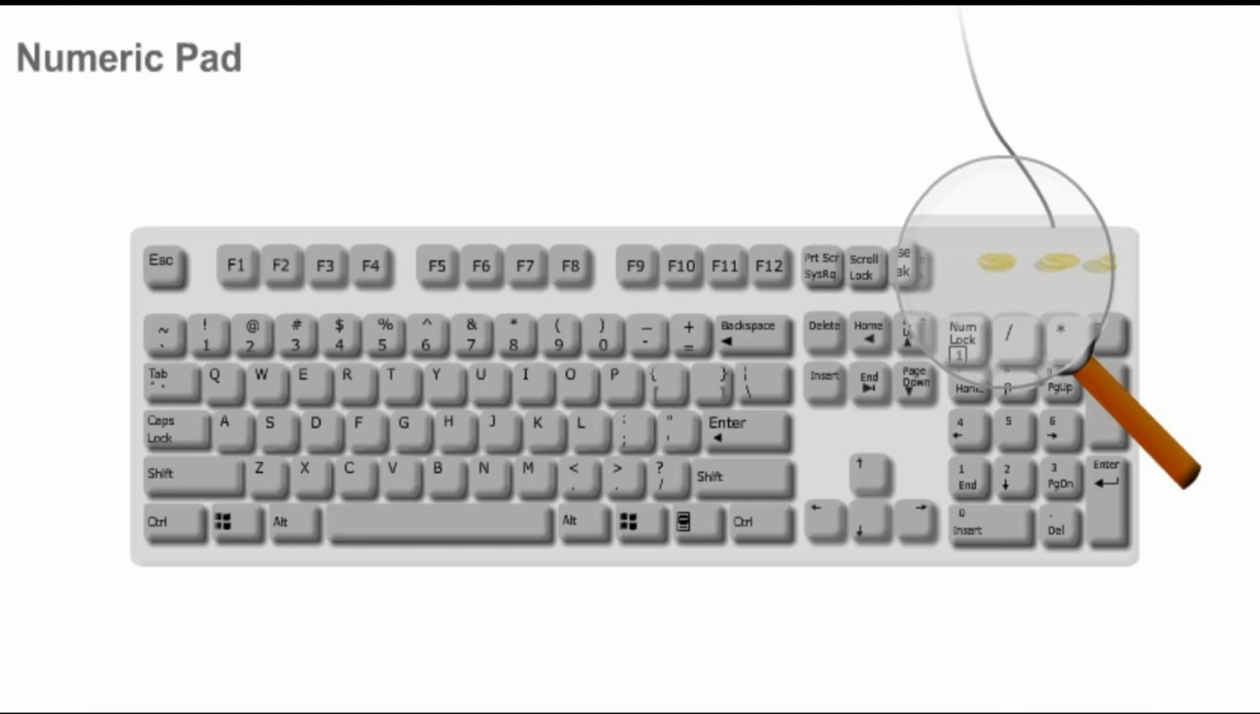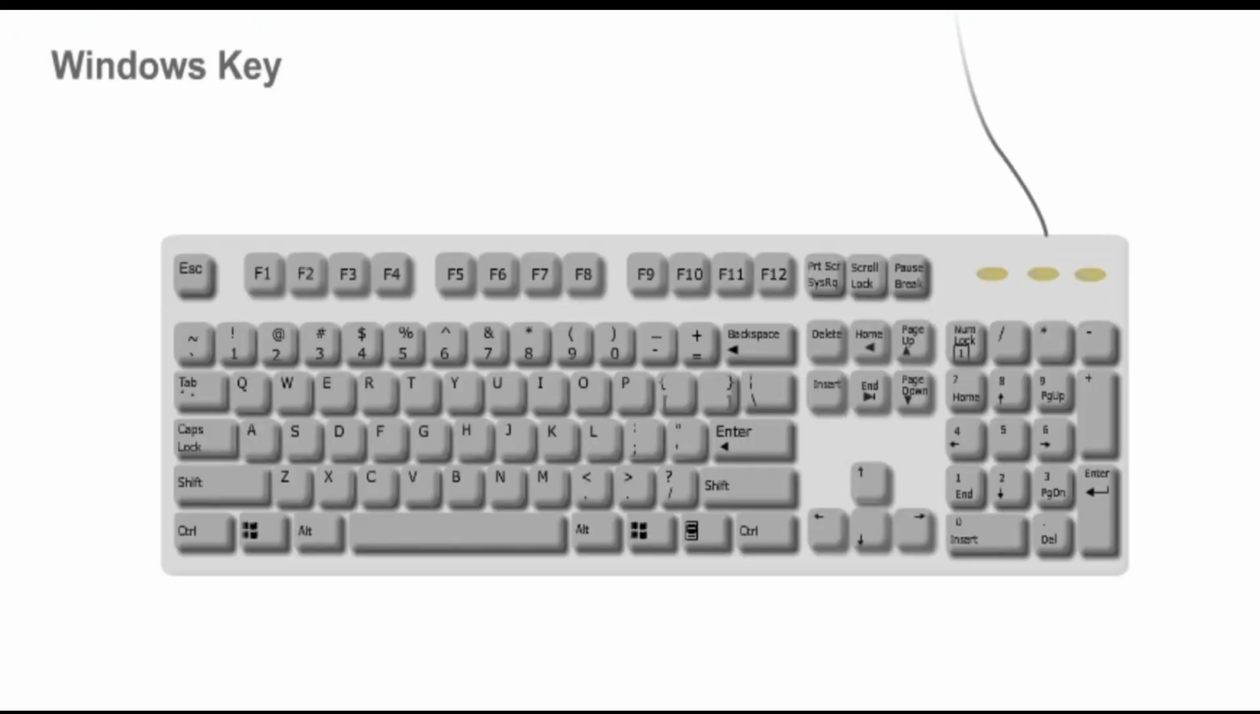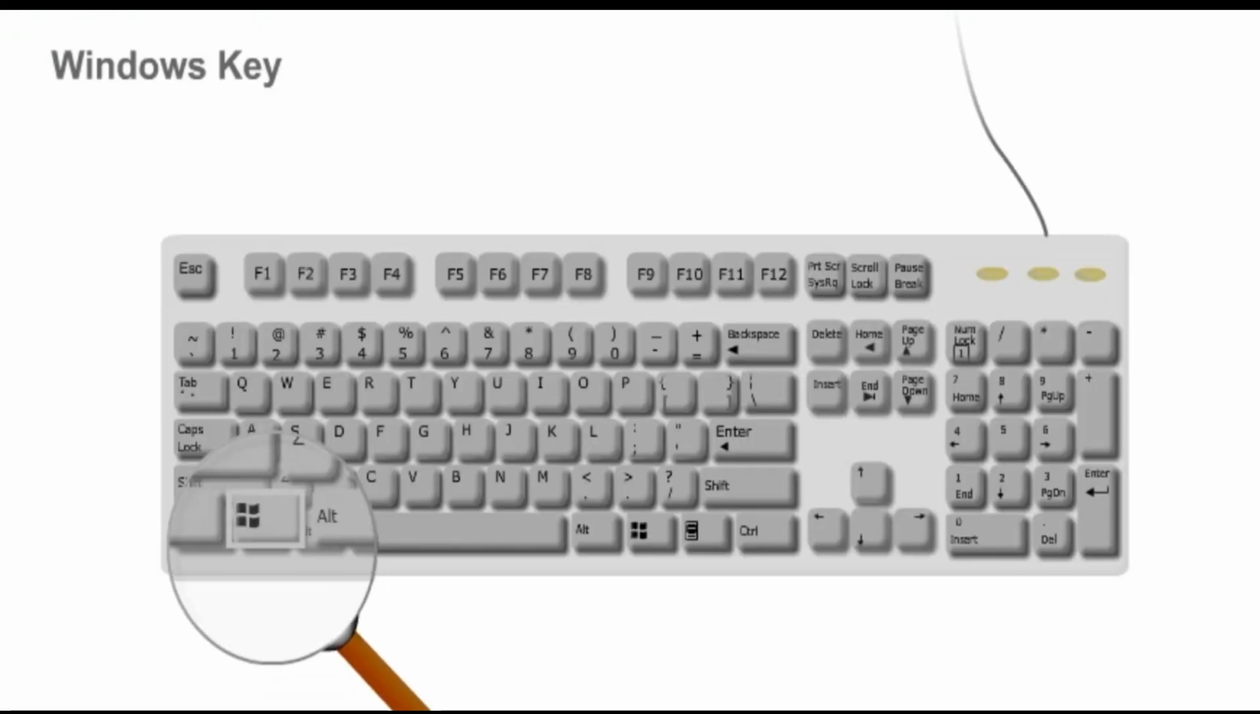On either side of the spacebar, outside the Alt key, is a key with the Windows logo. Pressing this key displays the Start menu. Holding the Windows key down and pressing another key initiates other actions.